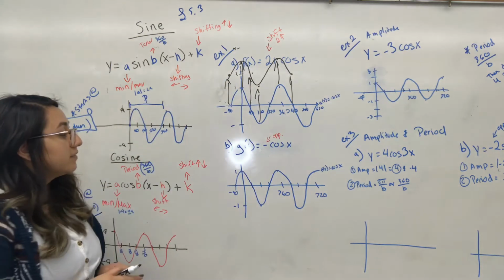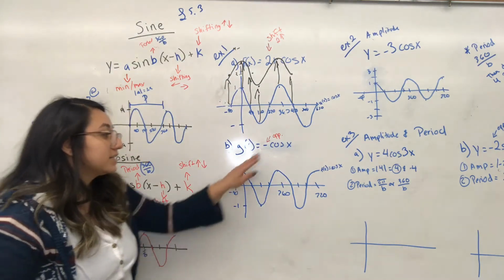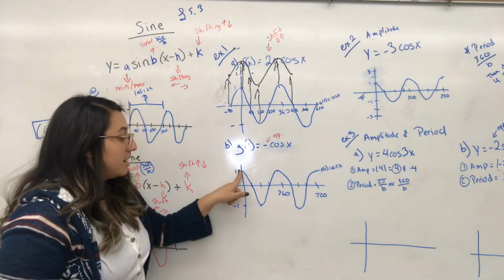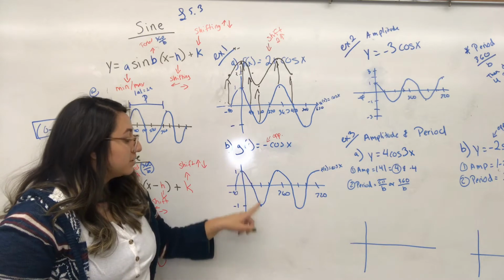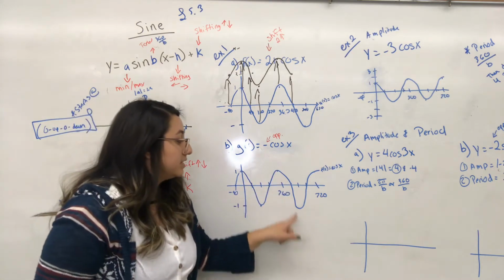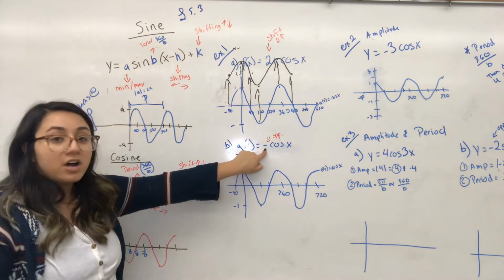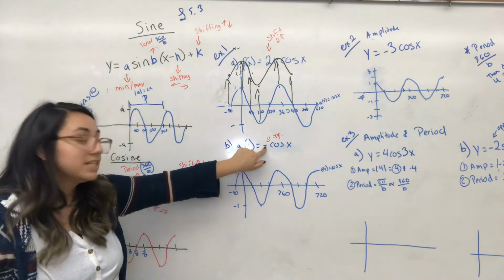B, g of x is equal to the negative cosine of x. So we know cosine of x is graphed this way. So it's up, 0, down, 0, up, 0, down, 0, up. So it's starting with the sentence pattern there, but now for the altitude, there's no number there, but there's a negative sign.